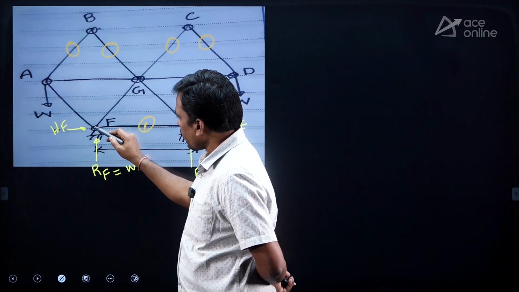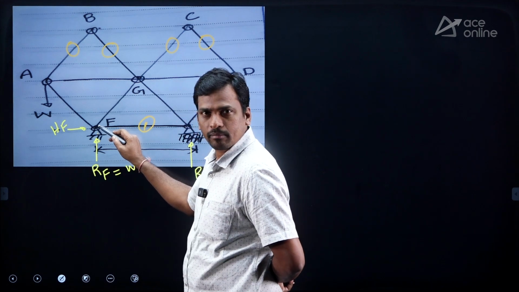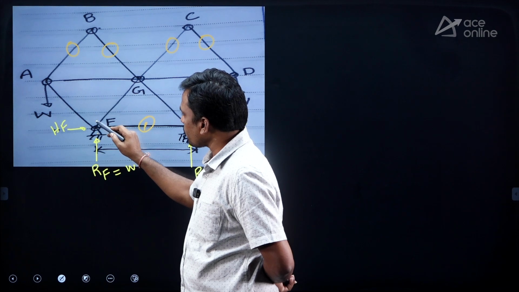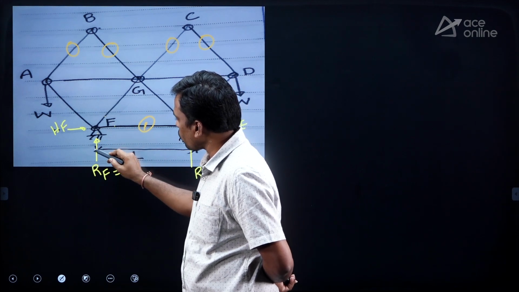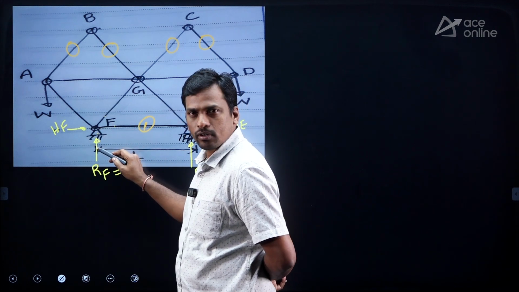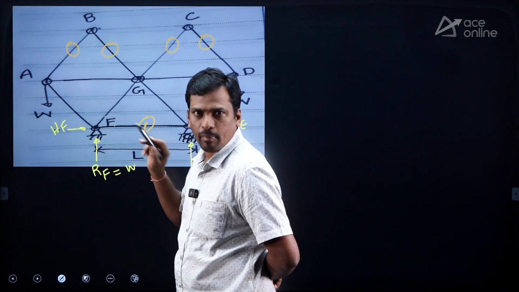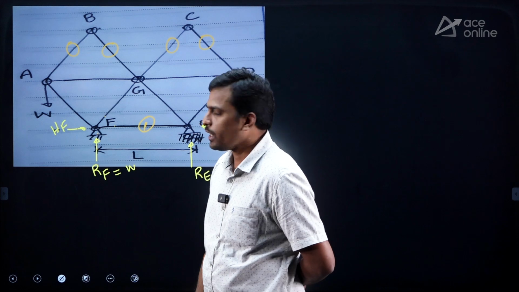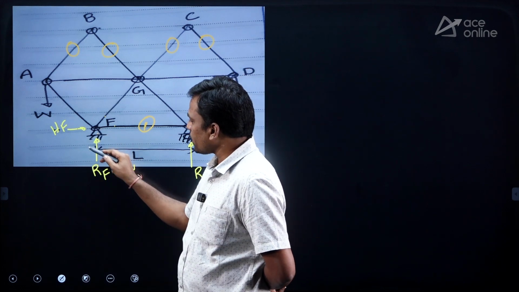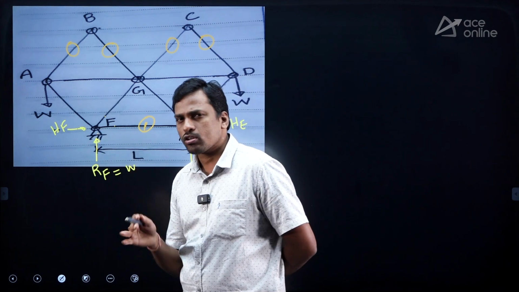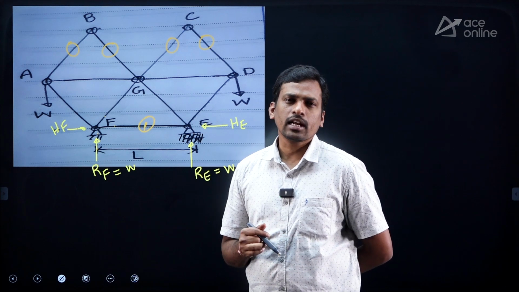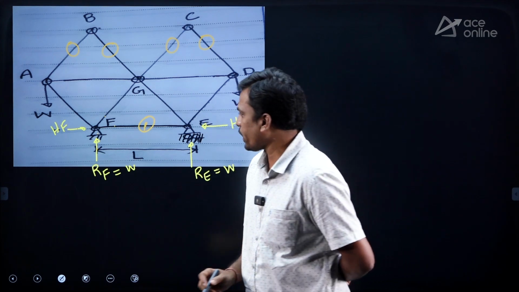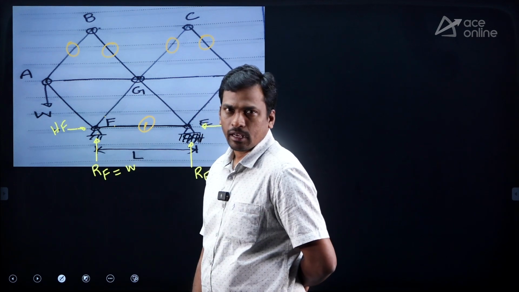So what is the force in member FG? First shortcut: at joint F, how many members are meeting? 1, 2, 3, 4, 5. I told you we have to treat loads and reactions as members. Now these two reactions we have to treat as members only. At joint F, how many members are meeting in total? 5. There is no shortcut for 5 members. There is a shortcut only for 3 members, 2 members, or zero force members. So a shortcut is not possible at joint F.